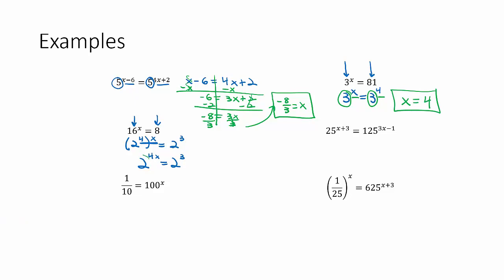And now we've got that same base that we want, so our exponents must be equal. 4x equals 3. Divide both sides by 4, and x is equal to 3/4. So 16 to the 3/4 power equals 8.